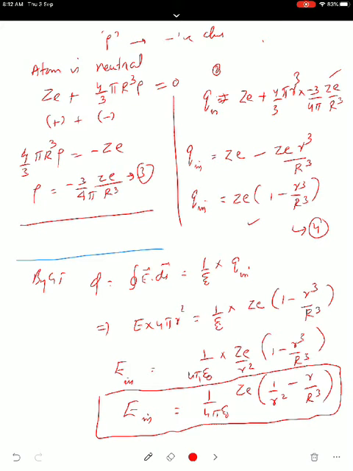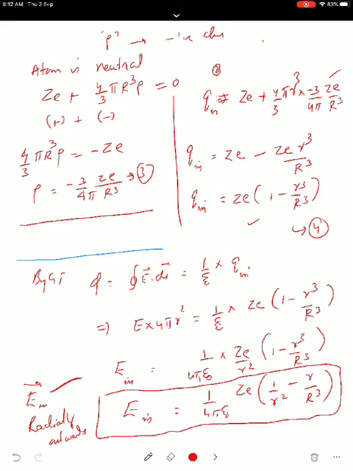And can anyone tell me what will be the direction of this electric field inside? It is radially outward. Why is it radially outward? Thomas? Because the positive charge content is more than the negative charge. So of course it is dominated by positive charge. For a positive charge, the electric field is radially out.